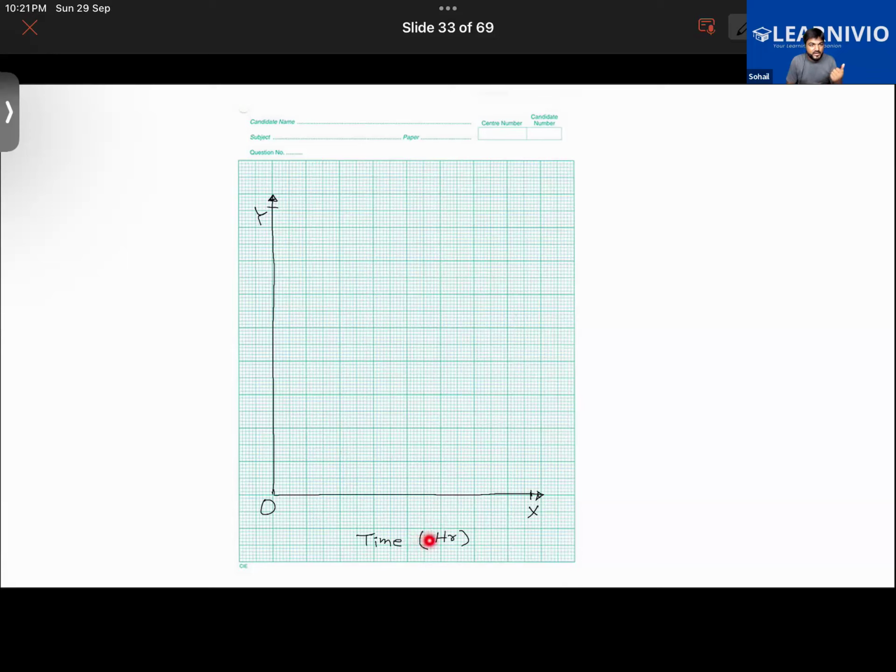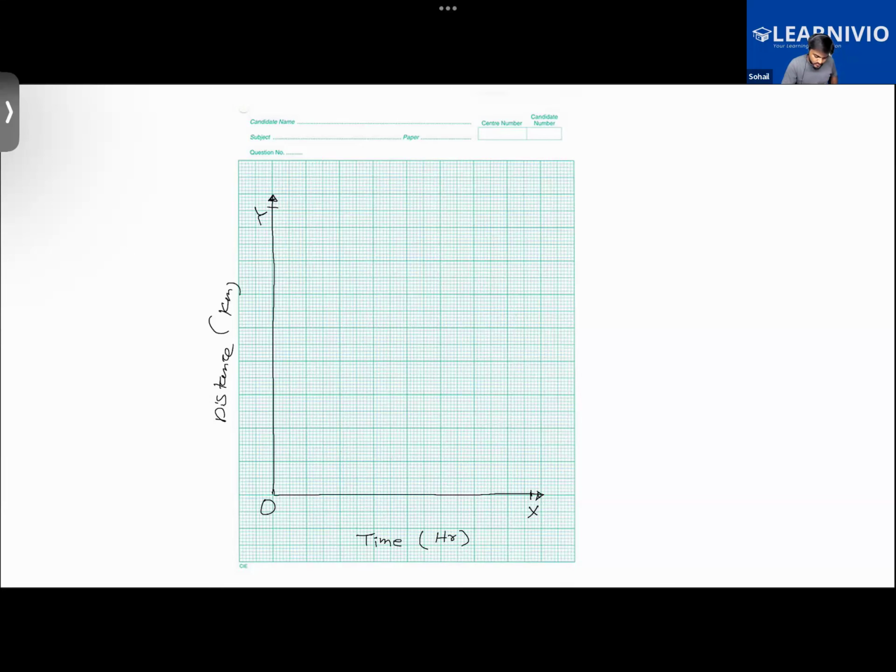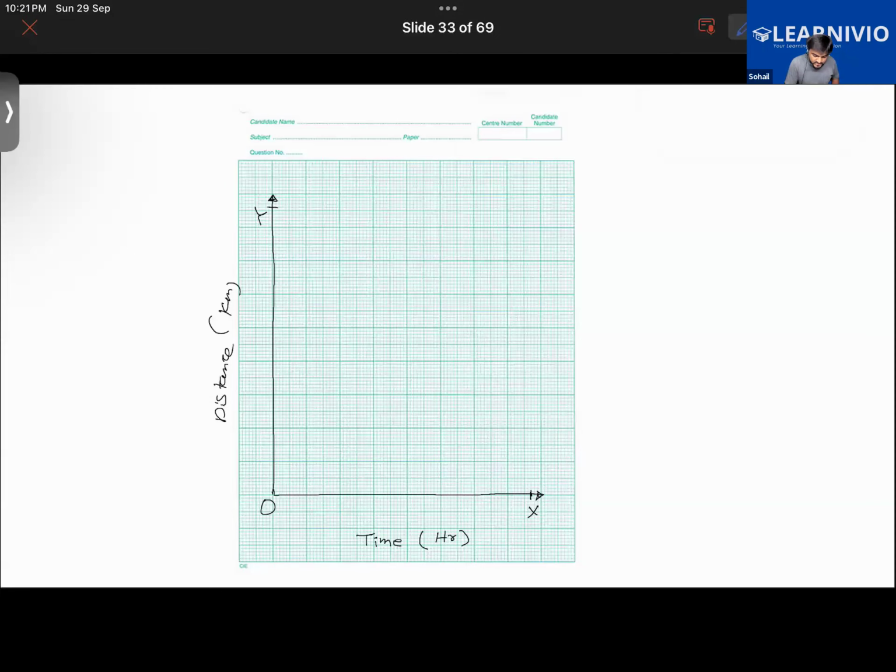Okay. In the question, whatever unit of time is given, you have to write it right next to time. Now, in that table, time was given in hours. And distance was in which unit? Distance was in kilometers, no? The data given were as follows. Time: 0, 1, 2, 3, 4, 5. And the distance traveled by the body was 0, 50, 100, 150, 200, 250, like this.